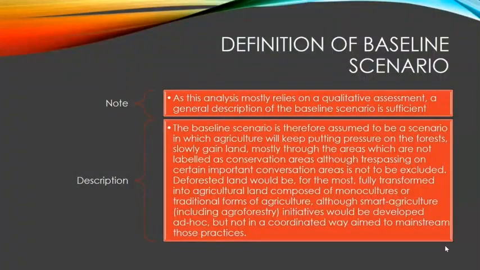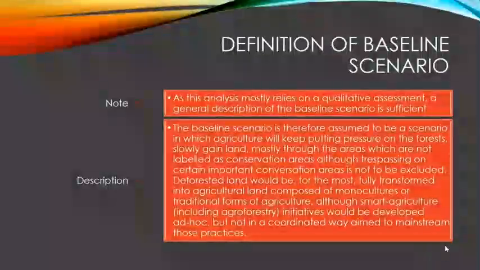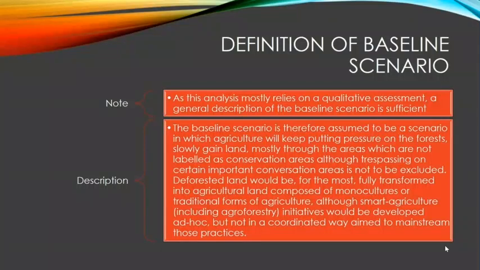And then the next step, as mentioned, was to define the baseline scenario. Just to note that since it relied on a qualitative assessment, just a general description would be enough. For our policy, the baseline scenario was assumed to be one in which agriculture will keep putting pressure on forests, slowly gaining land, mostly in areas which are not labeled as conservation areas, although trespassing on certain important conservation areas is not to be excluded. Also, deforested land would be fully transformed into agricultural land composed of monocultures and traditional forms of agriculture.